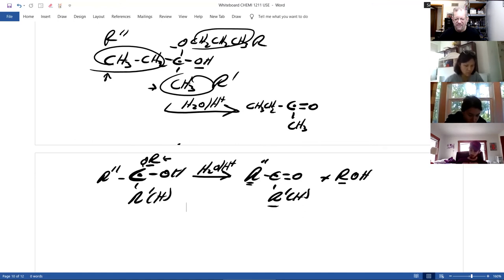And then the second molecule you get is an alcohol. In this case, what's our R group? N propyl. Notice the N carbon is attached to the oxygen, so that will have the hydroxyl group. And that's how you do this.